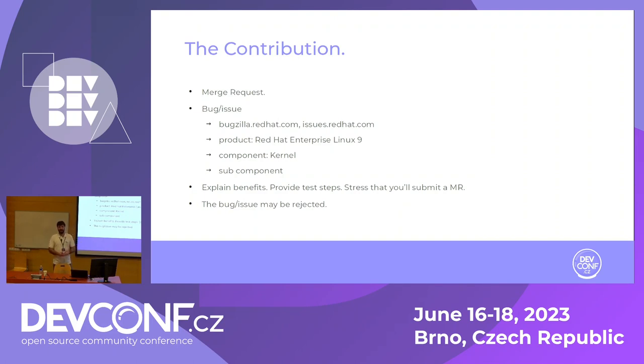So explain benefits. Explain why the change is good. And also, because it means work for other people, try to make it easier for them. Provide detailed testing steps, so the QA quality engineering is okay with the change because they know this won't be that much work for them. Don't forget to note that you will be submitting the merge request, so you are not asking the developer to do the work. Make it easier for them. And be mentally prepared for the option that it might be rejected.